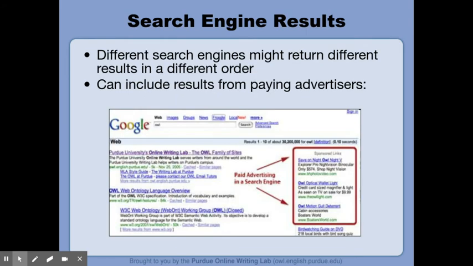Different search engines might return different results in a different order, and can include results from paying advertisers. So this is also a red flag. If something comes up as a top result in your search engine, is it because it's actually credible, or has someone from that website paid to make sure it's at the top? So again, as you look at each source, you have to evaluate whether it is credible. And credible, again, meaning trustworthy. Is the information trustworthy? Has the author given me information that I could actually use as evidence?